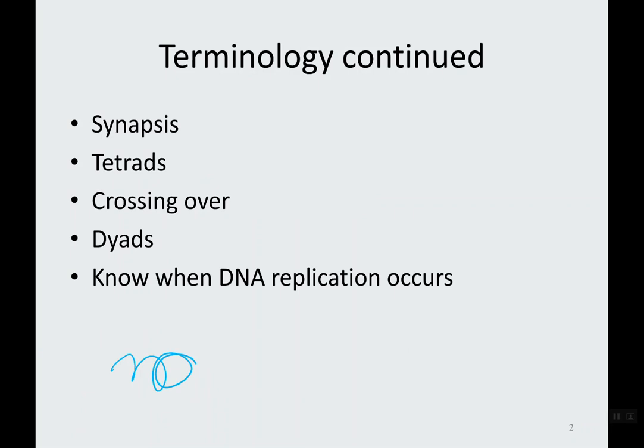Okay, so synapsis is when pairs of homologous chromosomes, remember homologous means same genes, different alleles, cozy up to each other, and that allows them to form tetrads, which is two pairs of chromosomes. Crossing over is when their little legs or arms cross, and that is how genetic information is exchanged.